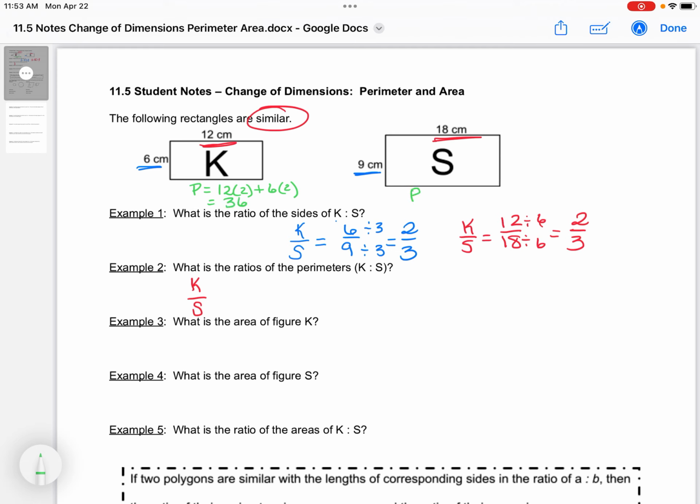The perimeter of S is going to be 18 times 2 plus 9 times 2. So 18 times 2 is 36. 9 times 2 is 18. 36 plus 18 is 54. Okay, so let's put 36 over 54.